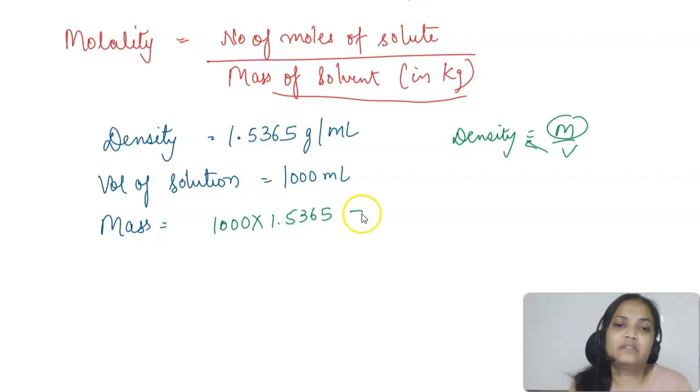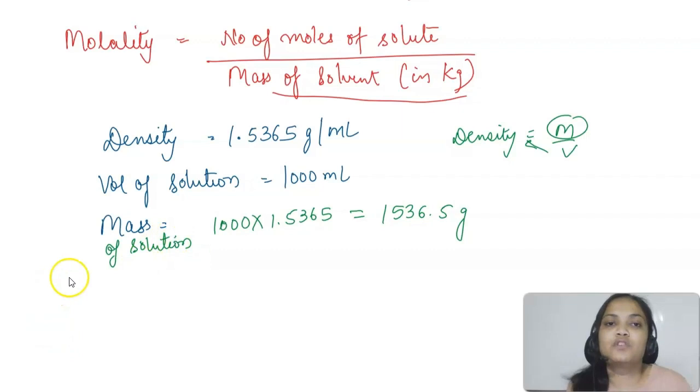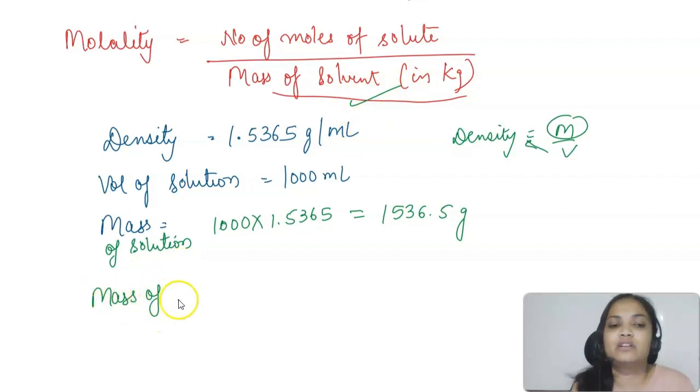Let's solve it. It will be 1536.5 grams. This is the mass, but of the solution. Now I want the mass of the solvent. How can I find the mass of solvent? By subtracting the mass of solute.